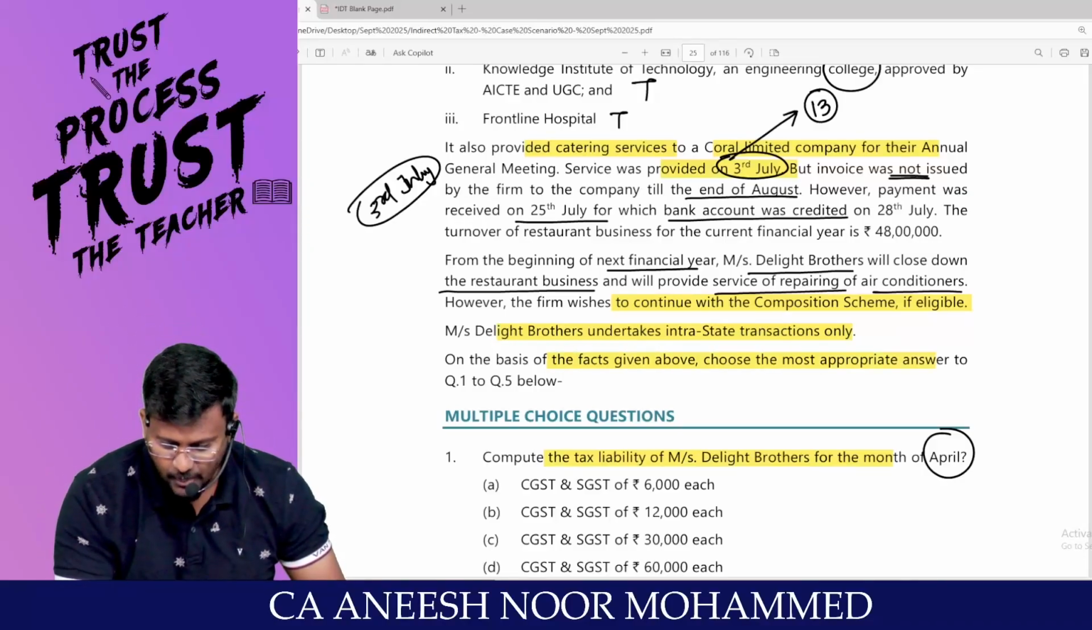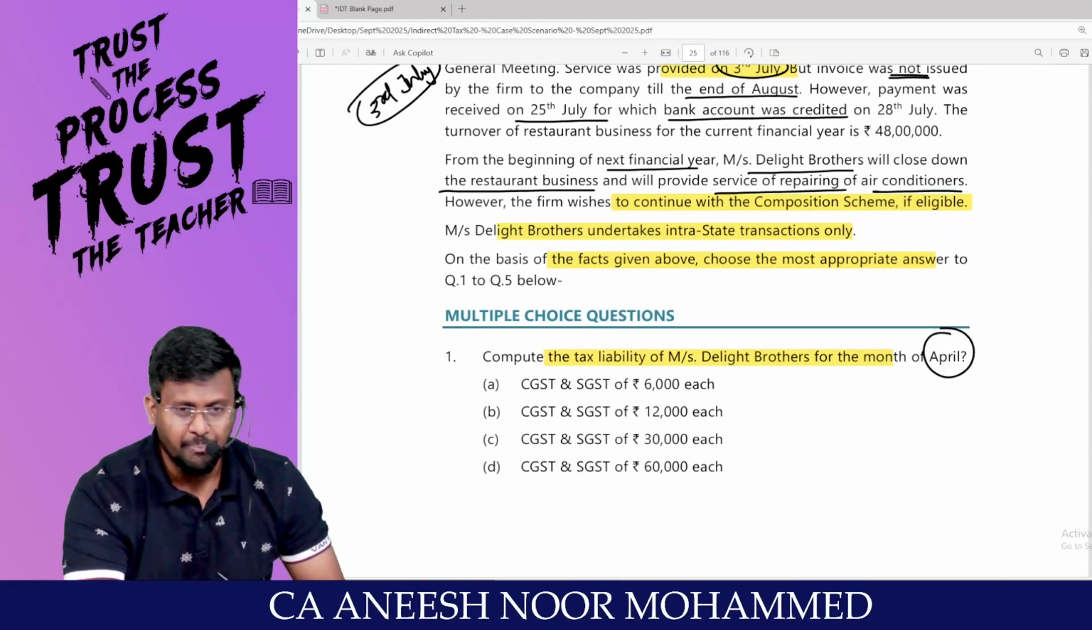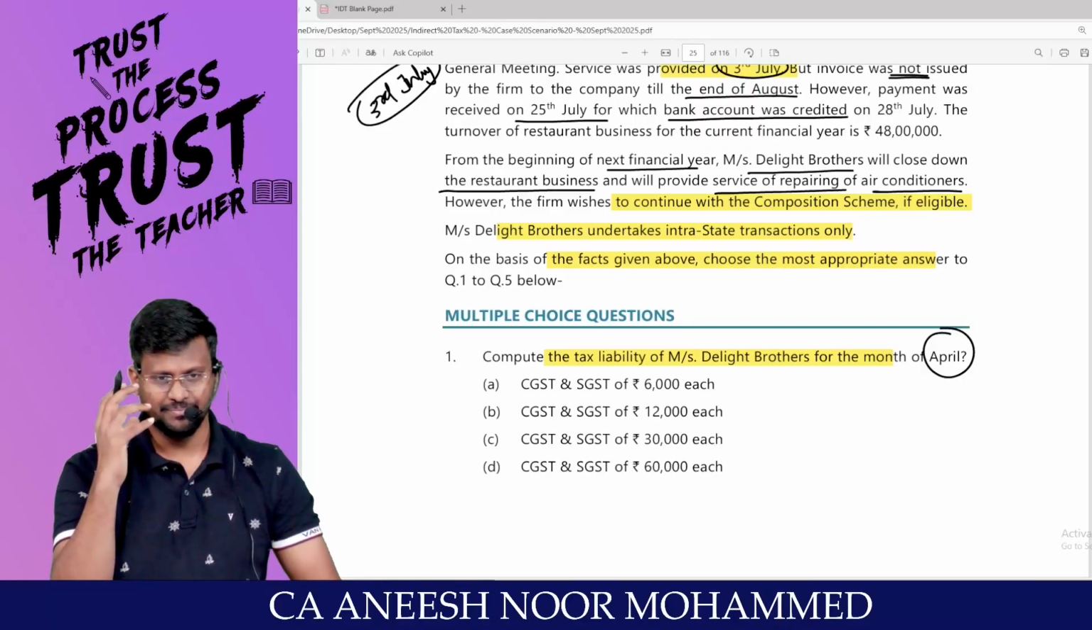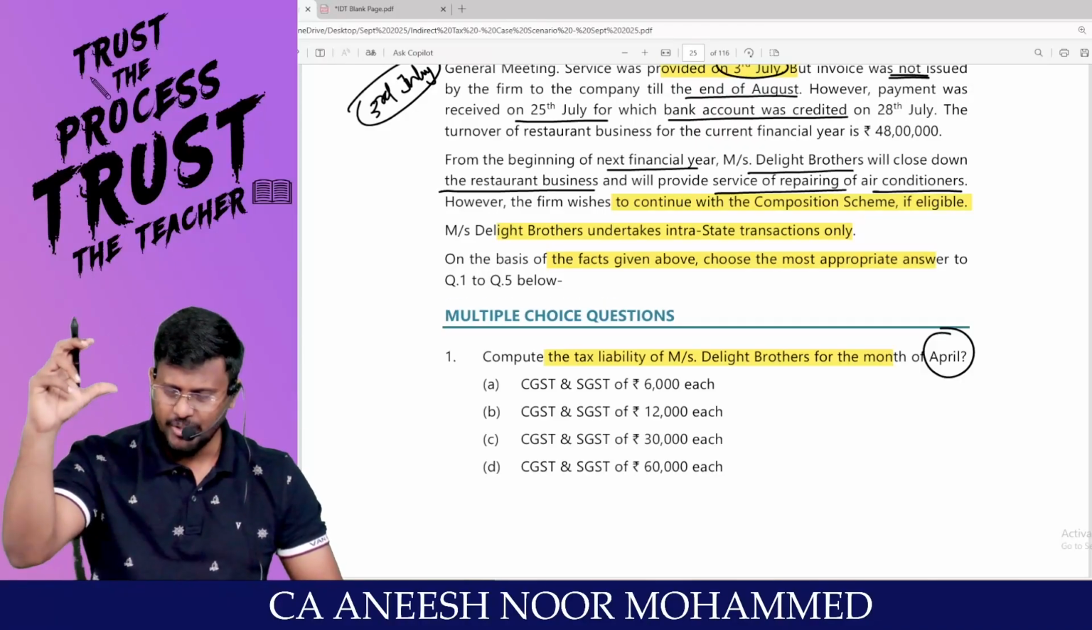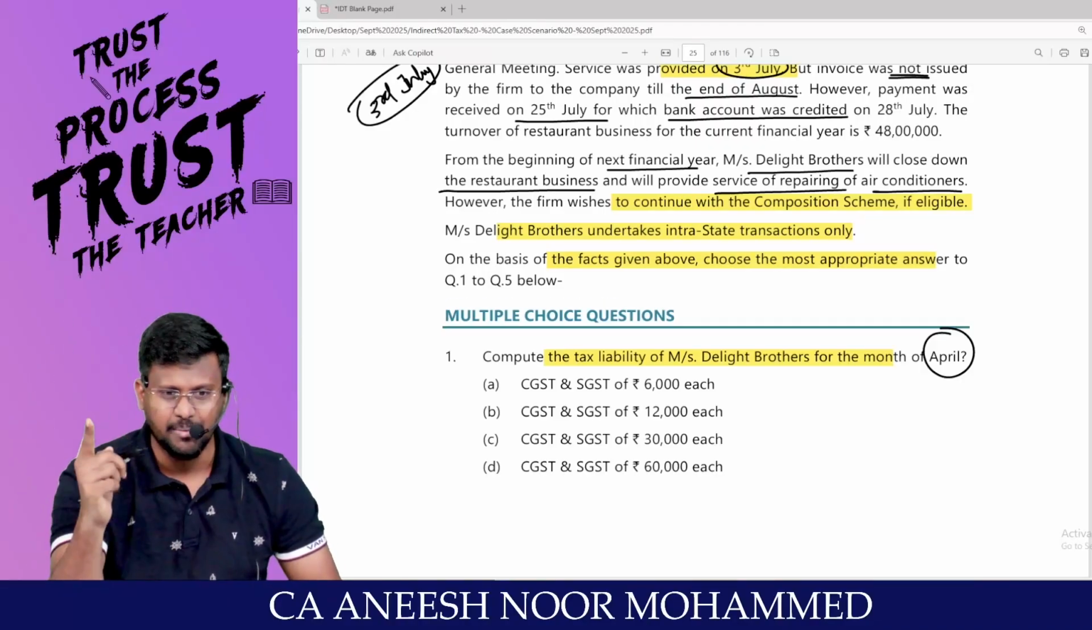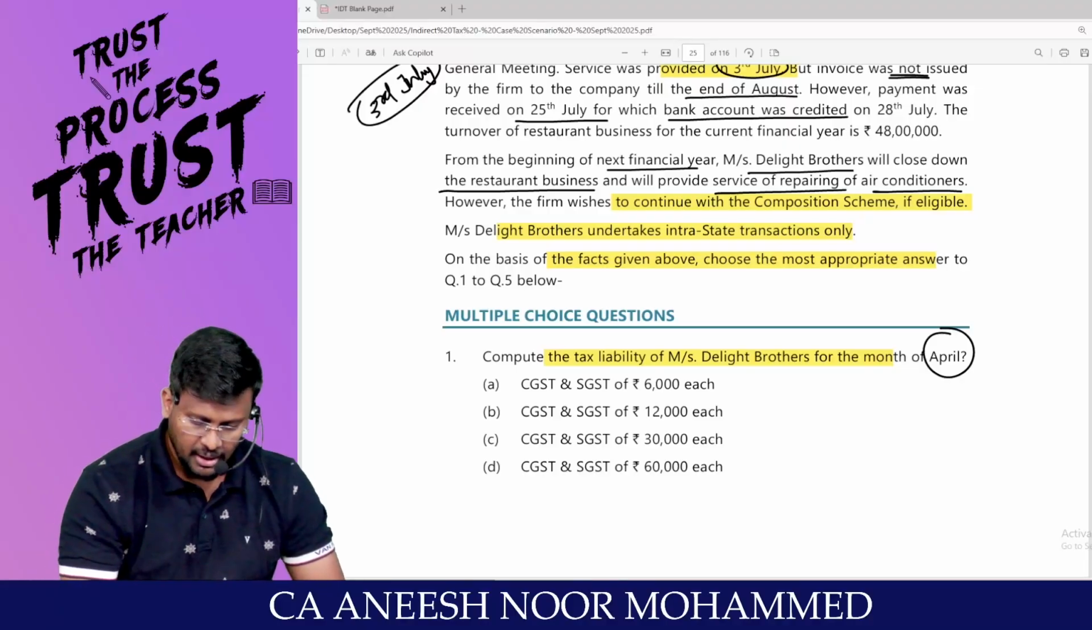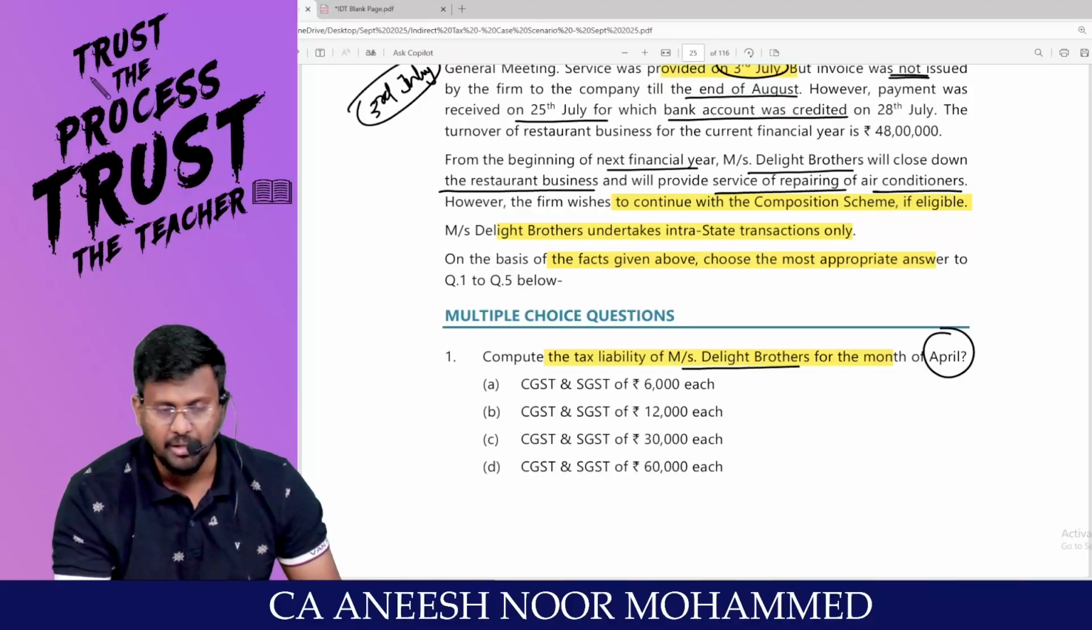On the basis of the facts given above, choose the most appropriate answer. What a beautiful connection of the subject. All the points which I have highlighted during the discussion are being tested as MCQ or case study. Are you all really with me? Compute the tax liability of Messrs. Delight Brothers for the month of what?